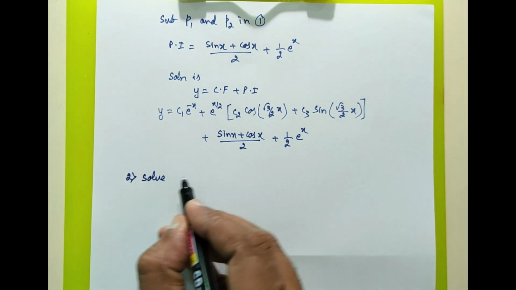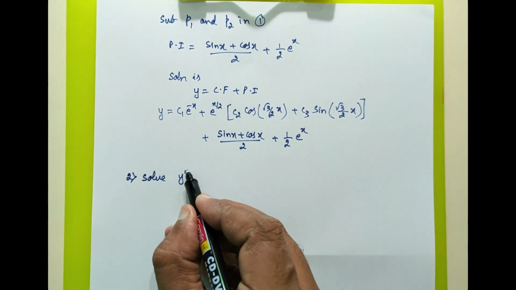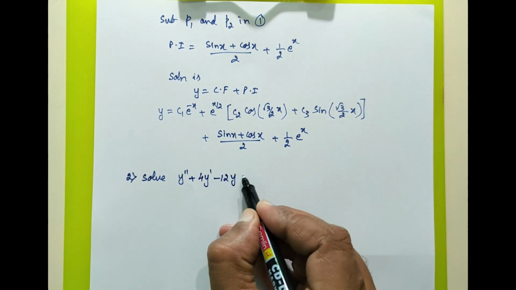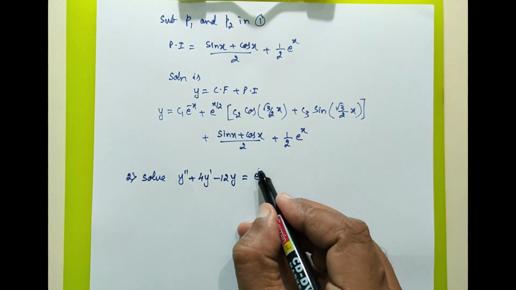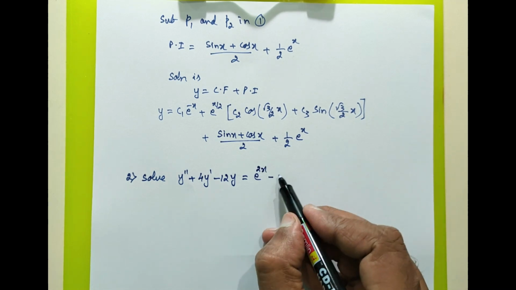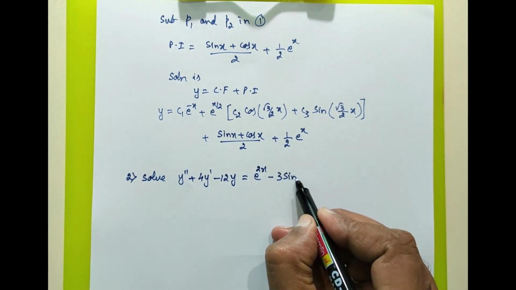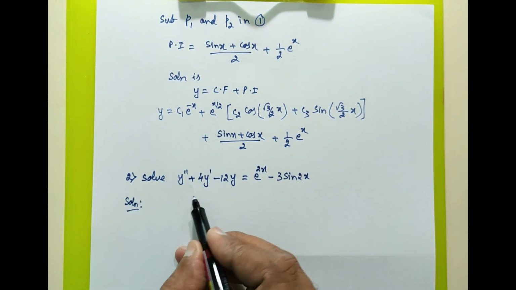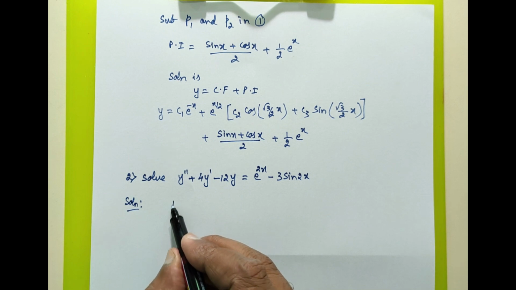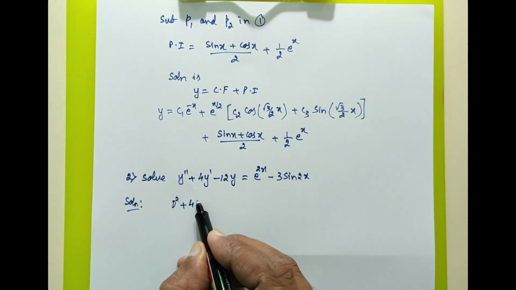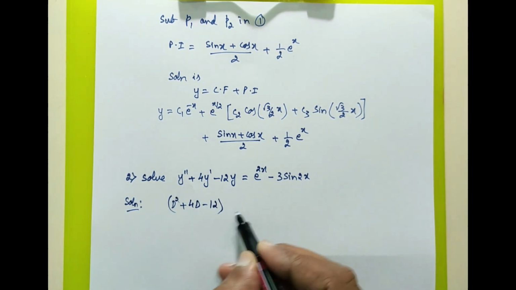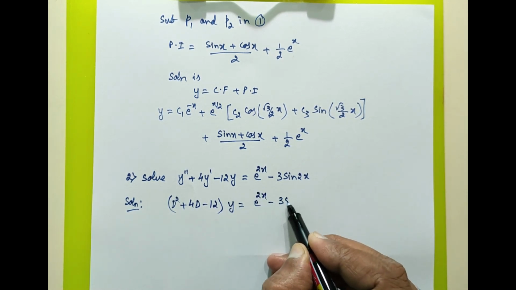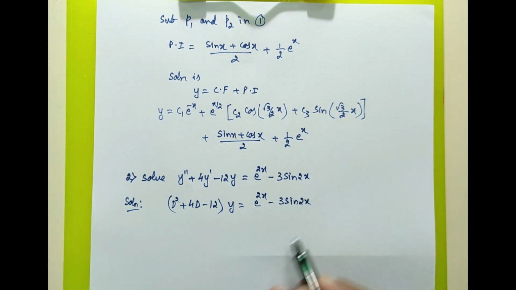Solve y'' + 4y' - 12y = e^(2x) - 3 sin 2x. So let us write down the form of the operator. It is (D² + 4D - 12) y = e^(2x) - 3 sin 2x.